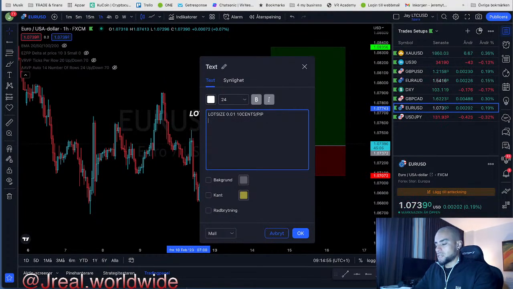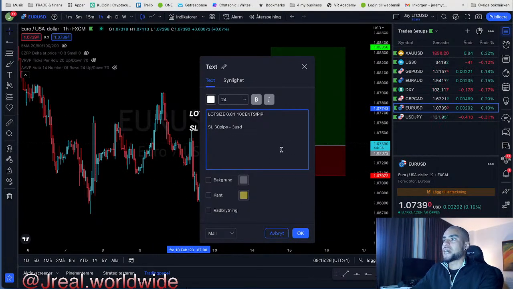That means if we have a stop loss, if our stop loss is 30 pips, then how much are we risking on this trade? If our stop loss is 30 pips and we are risking 10 cents per pip, how much are we risking on this trade? We are risking $3 US, right? So we risk $3 US on this trade.